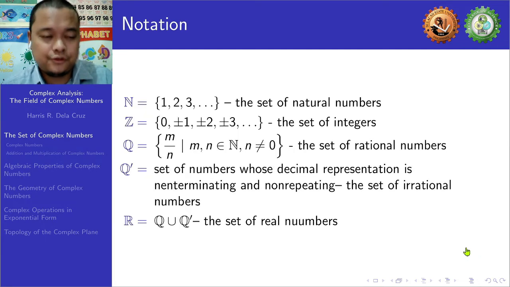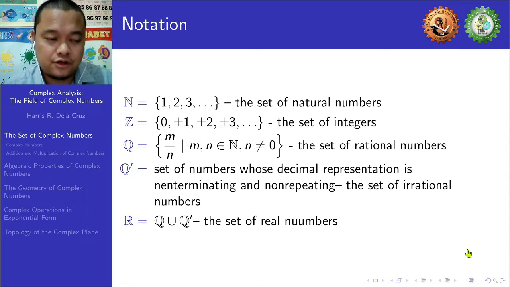Throughout, we are going to use the following notations: capital N for the set of natural numbers, capital Z for the set of integers, capital Q for the set of rational numbers, Q prime for the set of irrational numbers, and the union of Q and Q prime, capital R, for the set of real numbers.